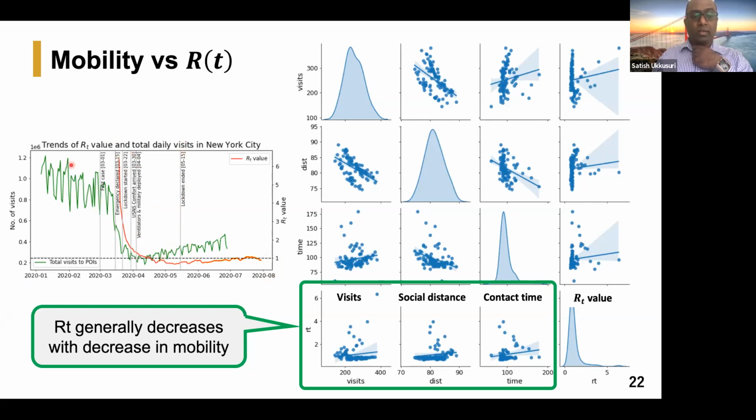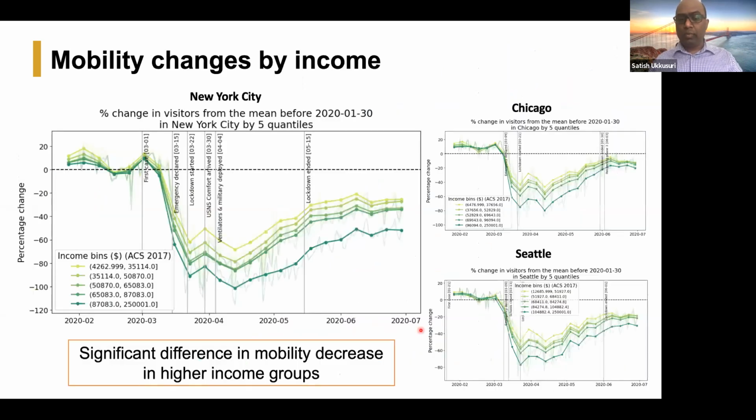And you can see a drop in the number of visits, almost a 90% drop, slowly coming back up again. Many of them are bike trips and so on. But you can see a clear correlation between the RT values and the drop in these mobility patterns. And then you can look at contact time and social distancing metrics, some of the things that we discussed before.